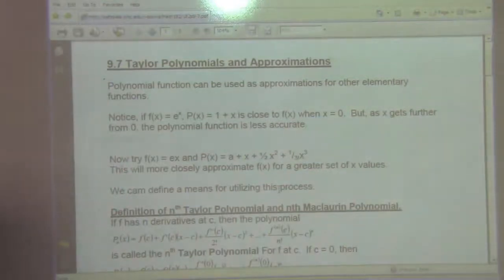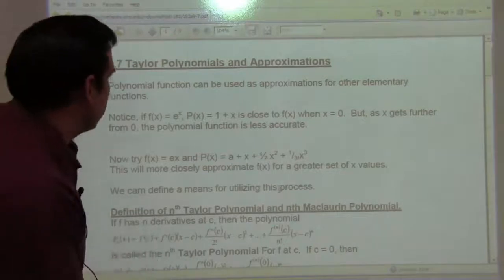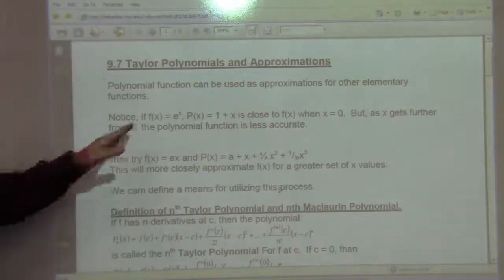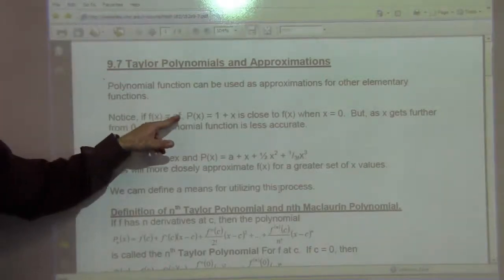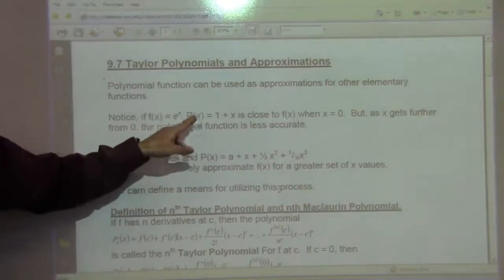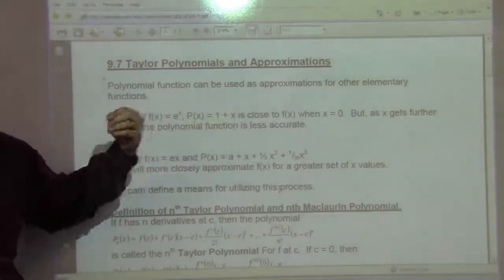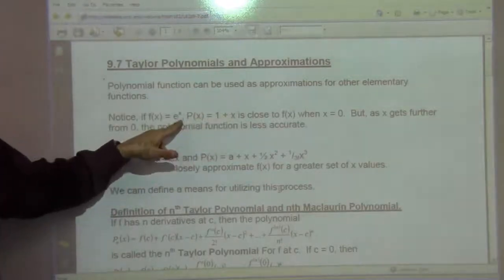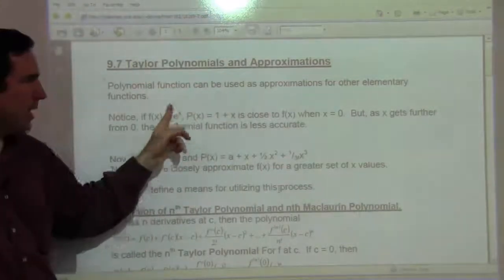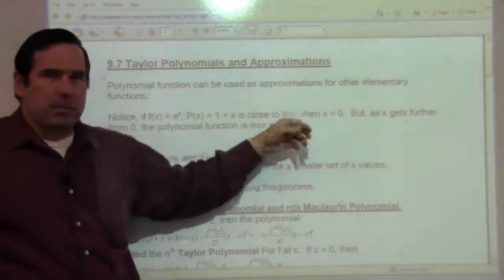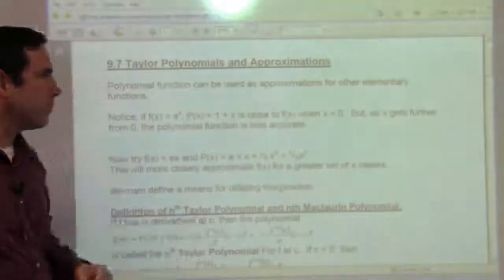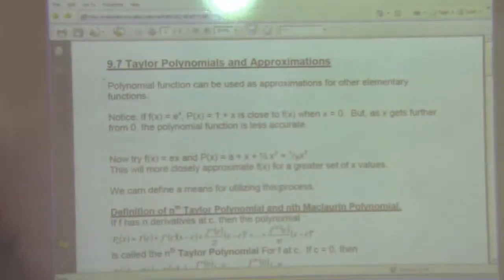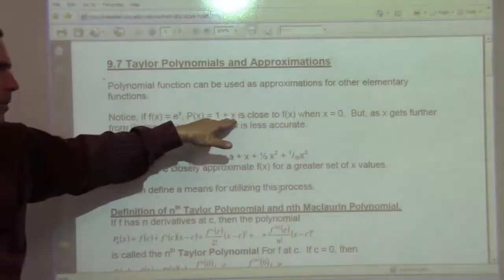Polynomial functions can be used as approximations for other elementary functions. Notice if f of x equals e to the x, and we use a polynomial approximation p of x equals 1 plus x, that's close. It's just a little line, but it gives you a close approximation of e to the x when x is around 0. But as x gets further and further away, this will become very inaccurate.